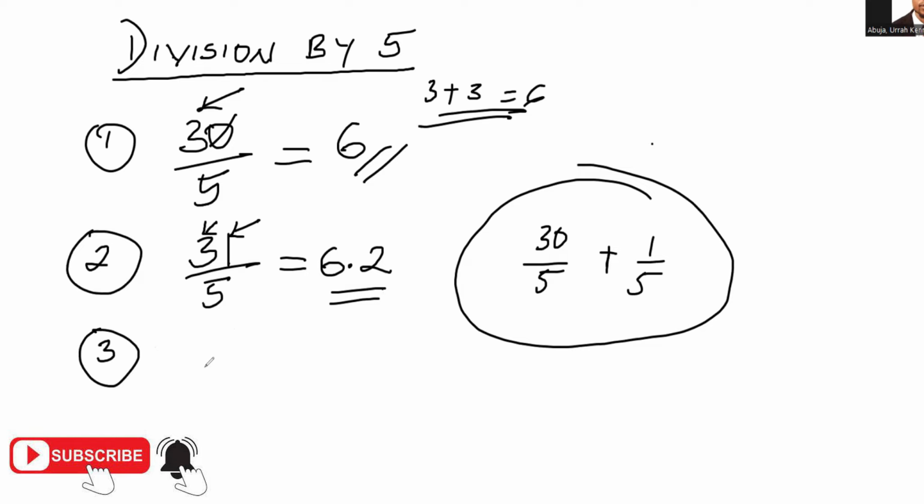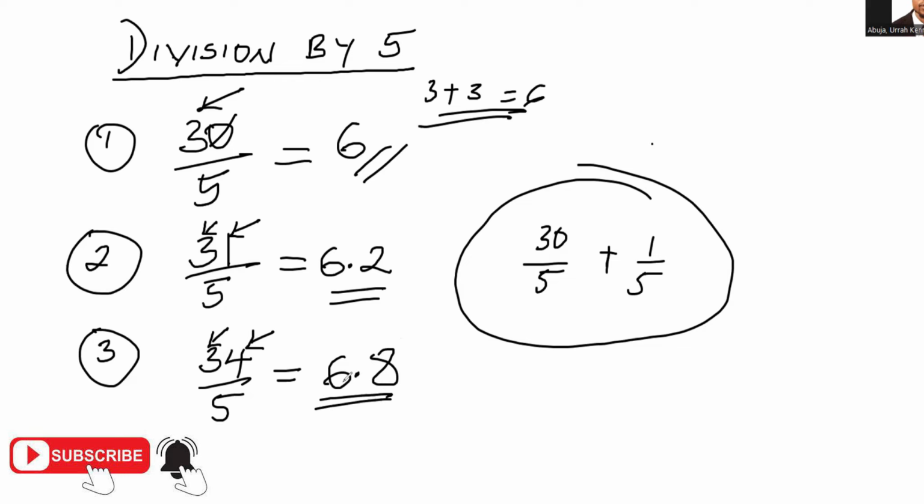Let's discuss the third one. I'm going to scale up a bit. 34 divided by 5. For 34 divided by 5, we're adding 4 to itself, and we're adding 3 to itself. So 4 plus 4 gives us 8, and 3 plus 3 gives us 6. So we have 6.8 as our answer.